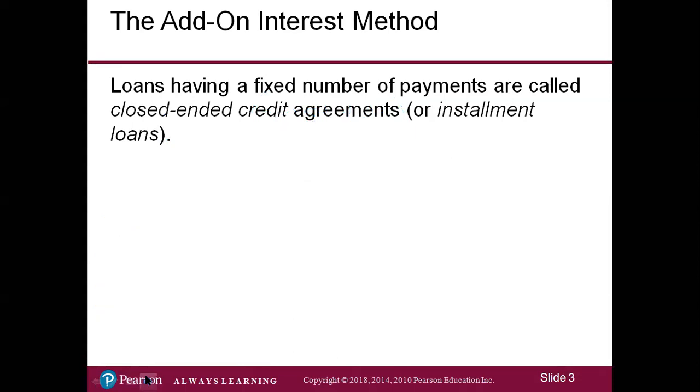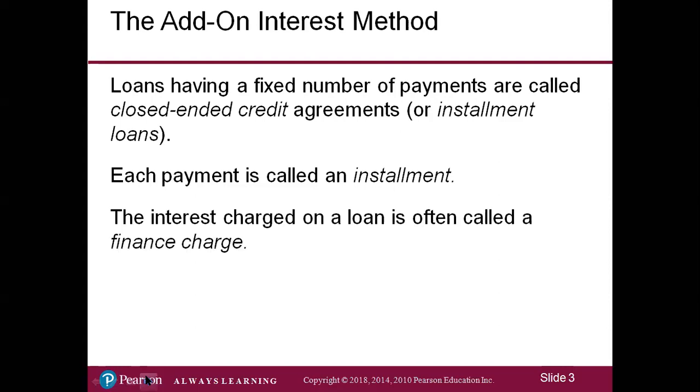Loans having a fixed number of payments are called close-ended credit agreements or installment loans. Each payment is called an installment. The interest charged on the loan is often called a finance charge.